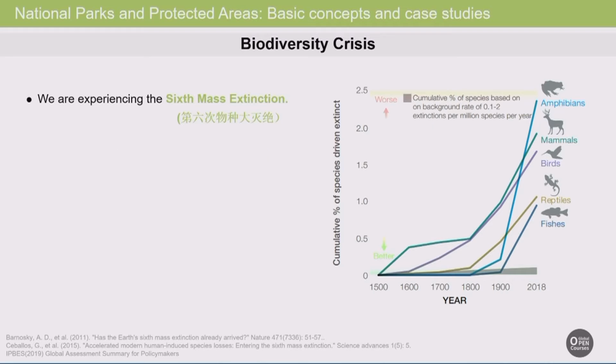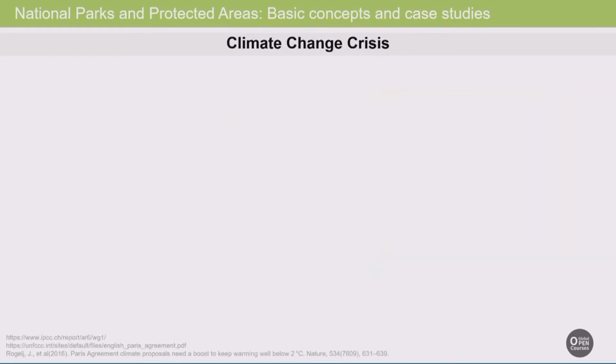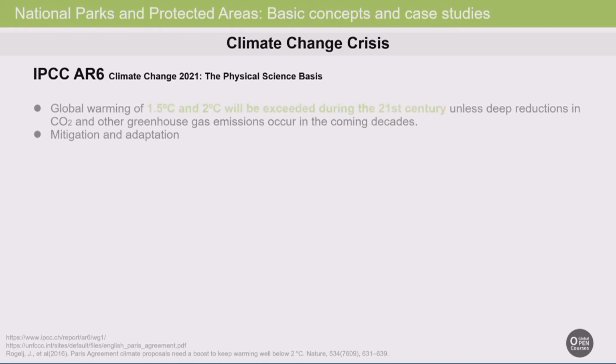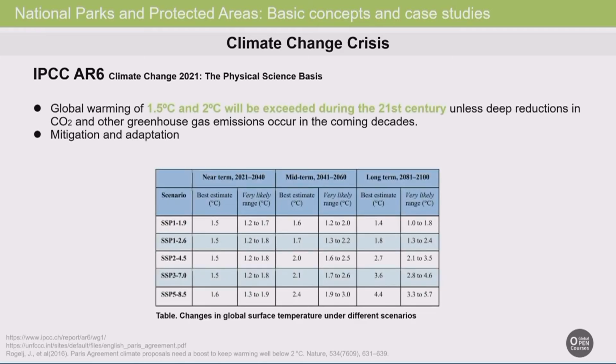And another crisis is the climate change crisis. You may be more familiar with this one. And it's a huge task that we control the temperature under 1.5 degree increase and 2 degree increase, unless deep reductions in carbon dioxide and other greenhouse gas emissions occur in the coming decades. And these two crises are interconnected, so they affect each other. We cannot deal with one crisis without dealing with the other one.